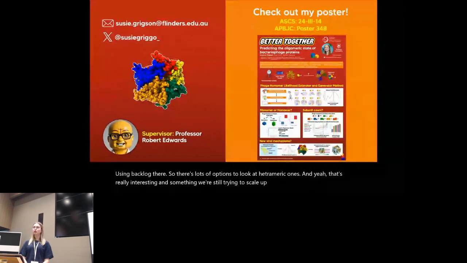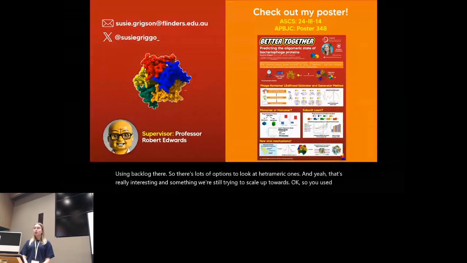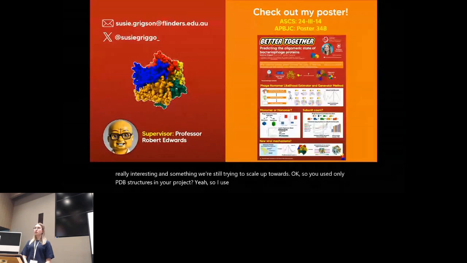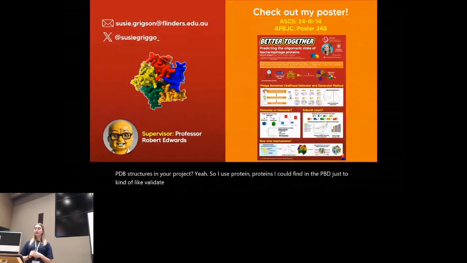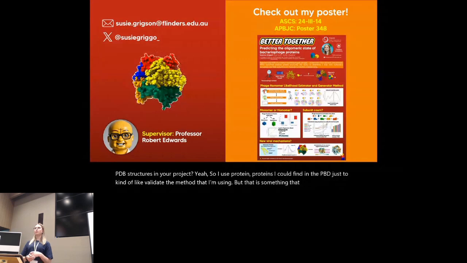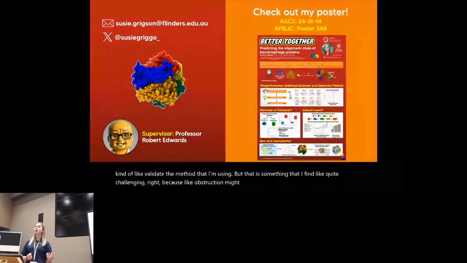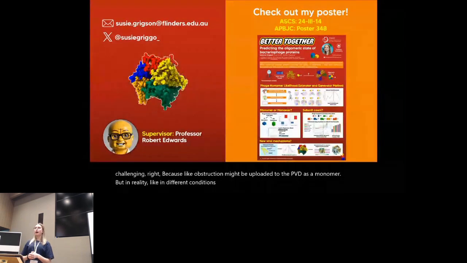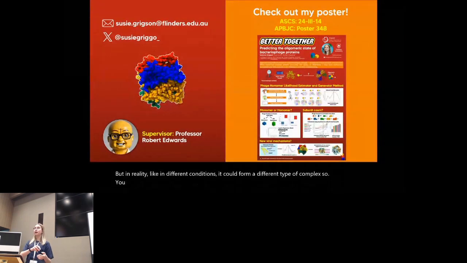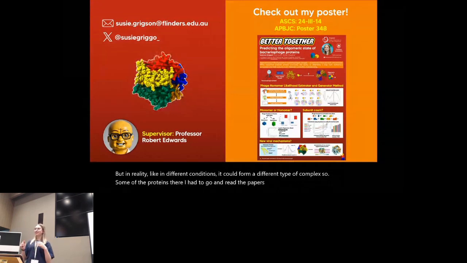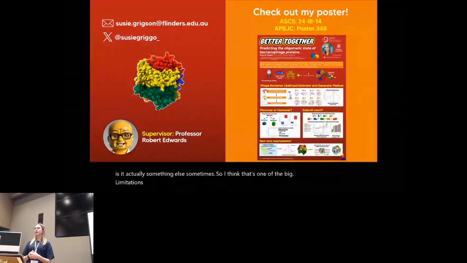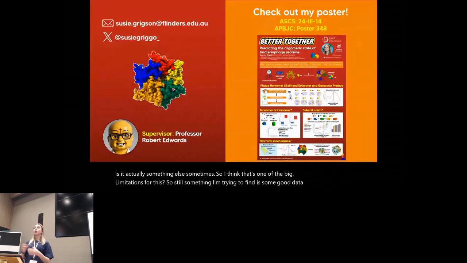Okay. So you used only PDB structures in your project? Yeah, so I used phage proteins I could find in the PDB just to validate the method that I'm using. But that is something that I find quite challenging, because a structure might be uploaded to the PDB as a monomer, but in reality, in different conditions, it could form a different type of complex. So for some of the proteins, I had to go and read the papers to see, is it a monomer always, or is it actually something else sometimes? So I think that's one of the big limitations for this. So I'm still trying to find some good data to use as validation for this kind of approach.